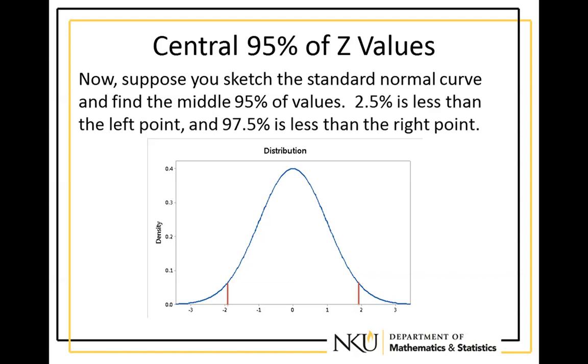Now 2.5% of z-scores will be less than that left point, and 97.5%, the 95% in the middle plus the 2.5% on the left, would be less than that right endpoint. We can label the percentages, so 2.5% is on the left, 95% is bound in the middle, and another 2.5% is to the right of the location. It turns out that those values are negative 1.96 and positive 1.96.